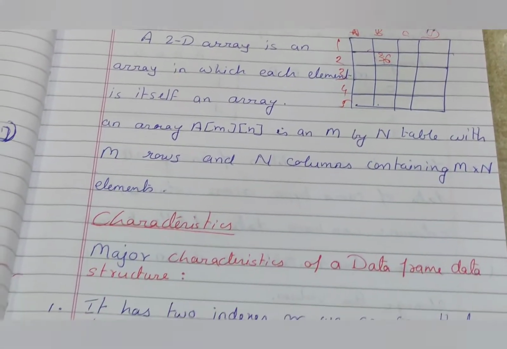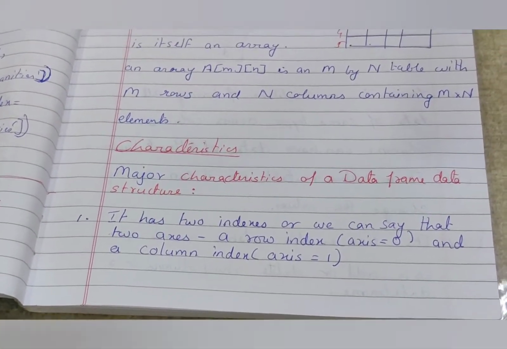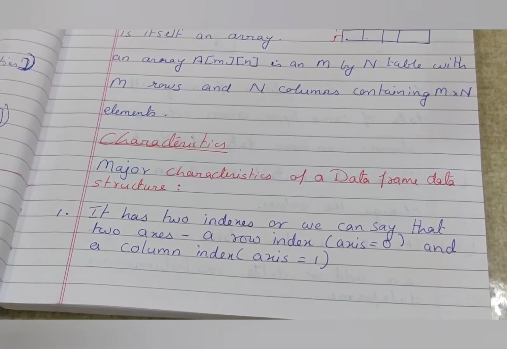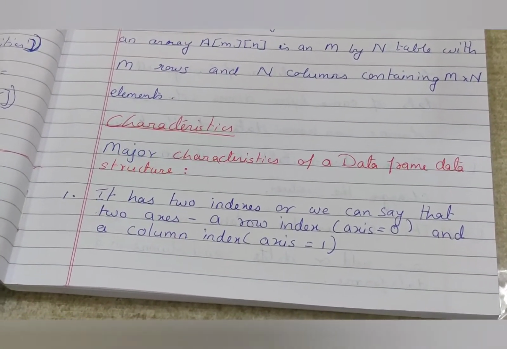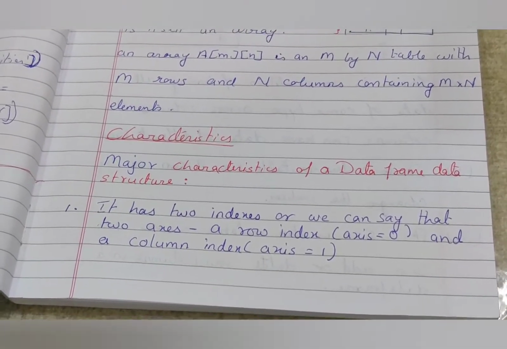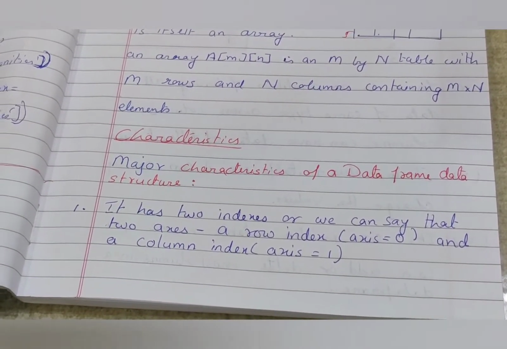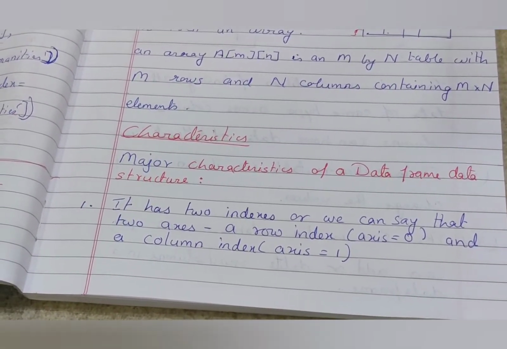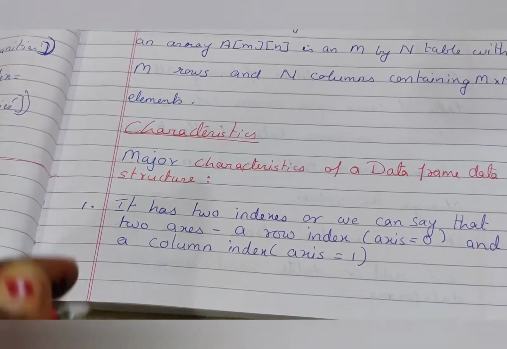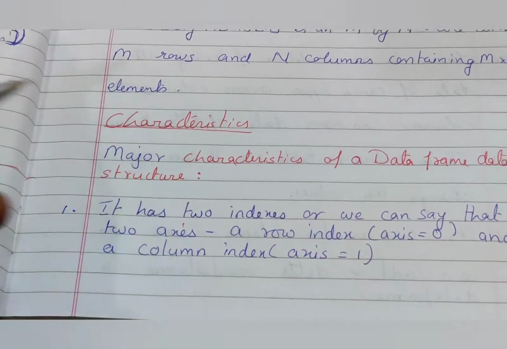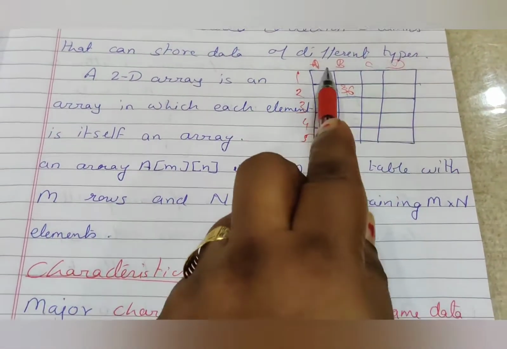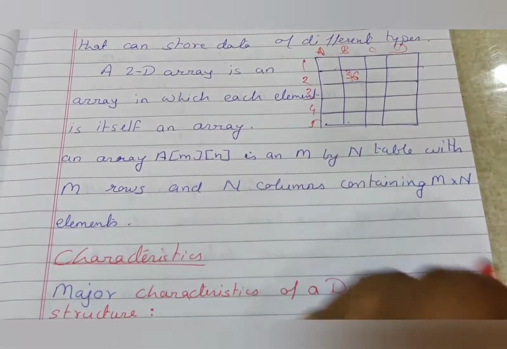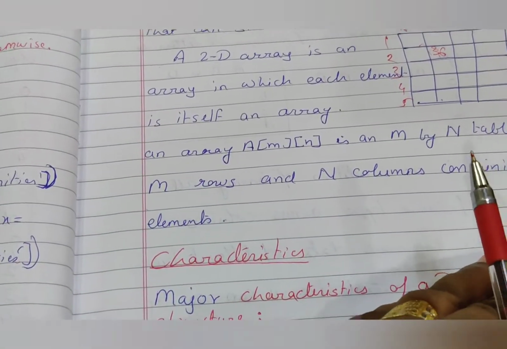Now, what are its characteristics? The major characteristics of a data frame data structure: first, it has two indexes, or we can say two axes, a row index axis equals 0 and a column index axis equals 1. This is row and this is column. It has two addresses: first the row and second your column.